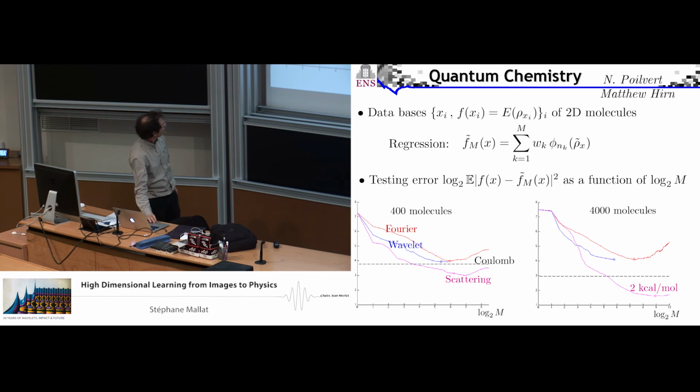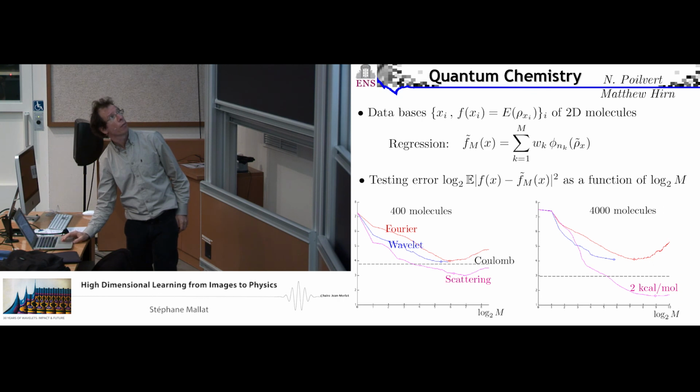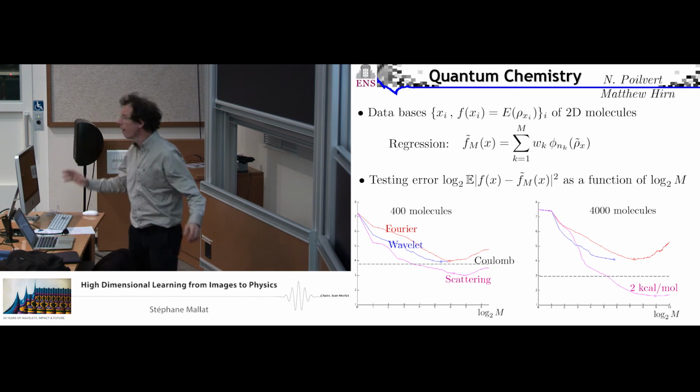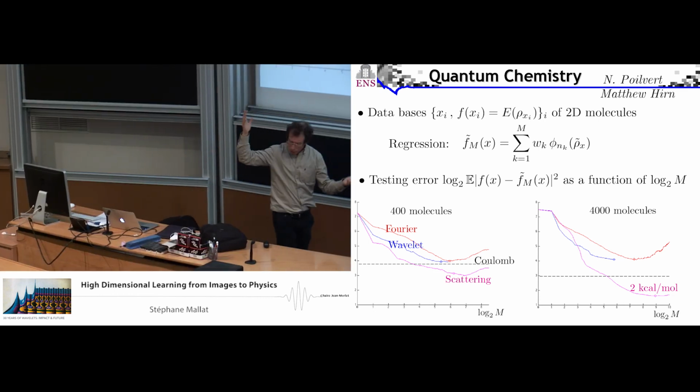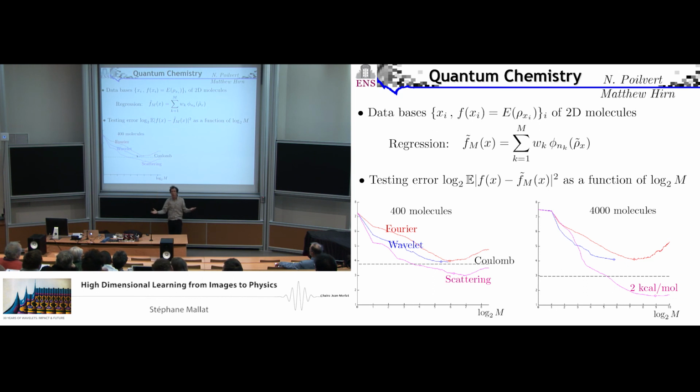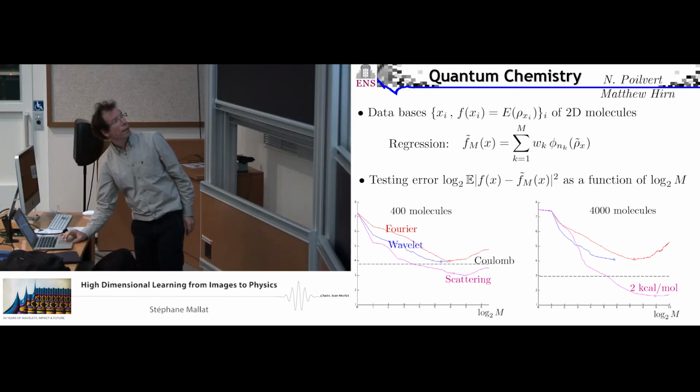This is the error as a function of the number of terms you include in the sum. The red curve is what you get with a Fourier dictionary. Wavelet and Fourier will basically give the same error. Wavelet coefficients will have a faster decay, but at the end, if you put enough coefficients with the Fourier, you'll get the same error. If you include the second order scattering coefficients, this is a log axis vertically, the error drops by a factor 2 with 400 molecules.